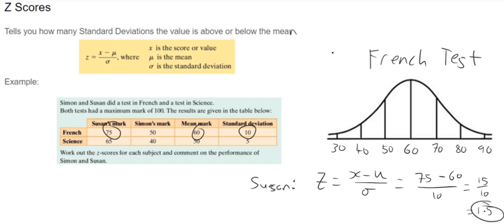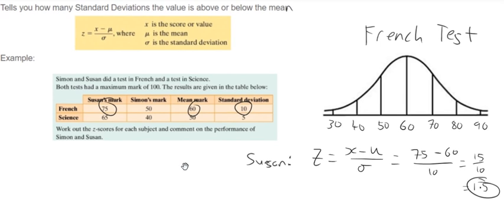So when your z-score gives you a positive number like here, positive 1.5, that means it's going to be above the mean, and when it's negative it's going to be below. So you're going to get negatives with these. You're going to get a negative now for Simon's score. So for Simon, we can see he got 50, so therefore we know it's below the mean.